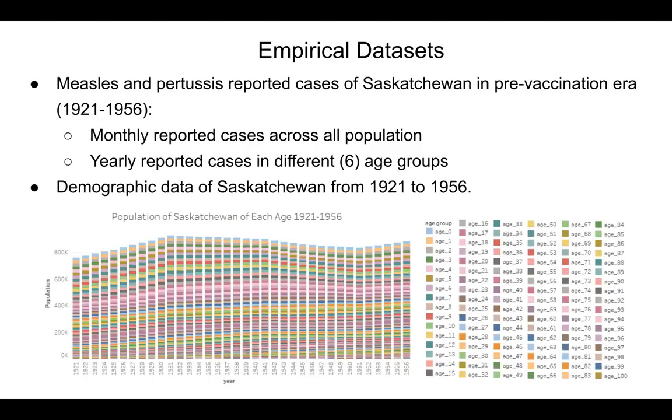For the empirical data set in this work, we have used the measles and pertussis reported cases of the province of Saskatchewan in the pre-vaccination era from 1921 to 1956. We have two main categories of this empirical data set. The first category is the monthly reported measles and monthly reported pertussis cases across the whole population. The second category is the yearly reported cases in six different age groups.